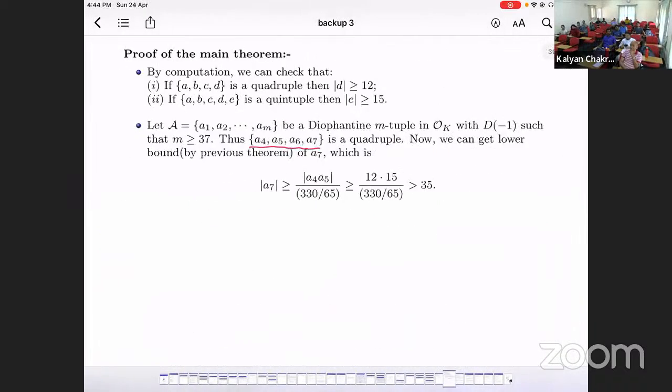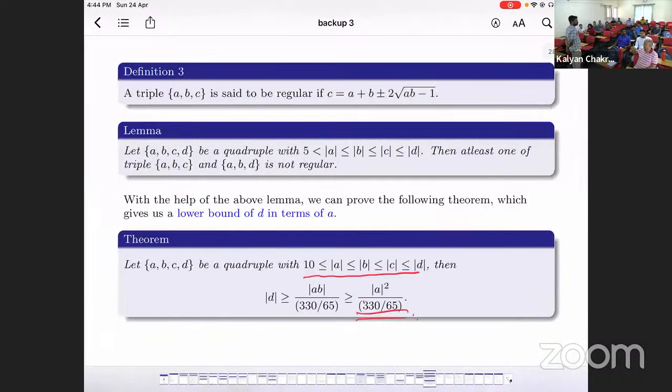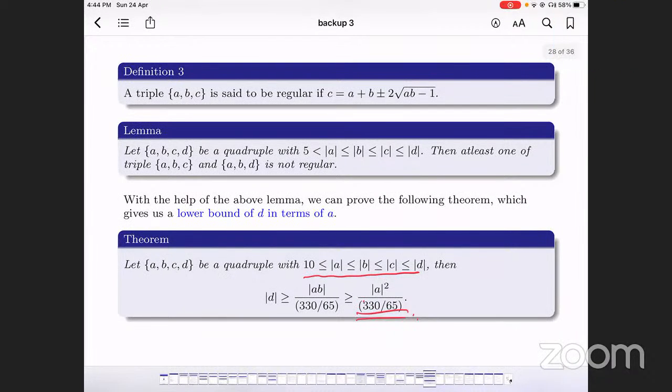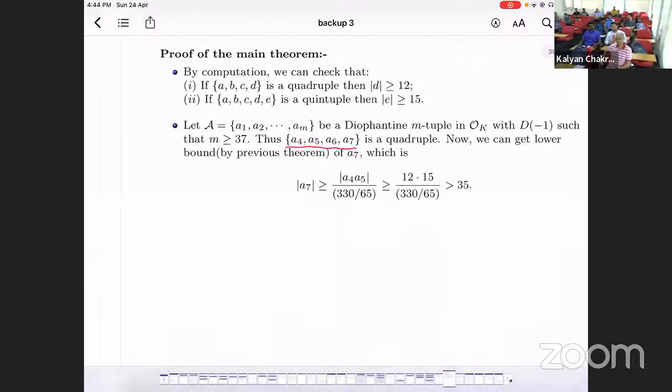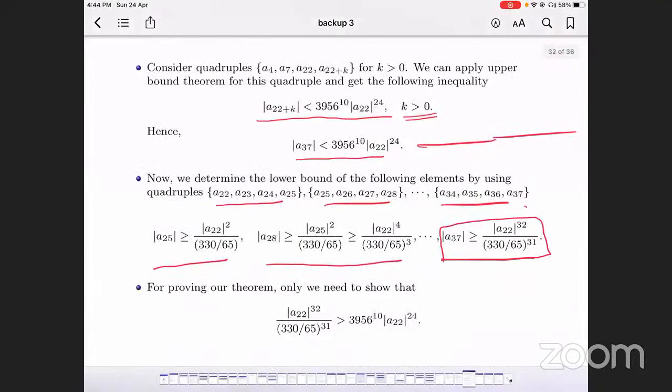Is there any question from the seminar hall? One question. Shubham, can you hear me? Okay, sir. Yes, sir, don't worry.